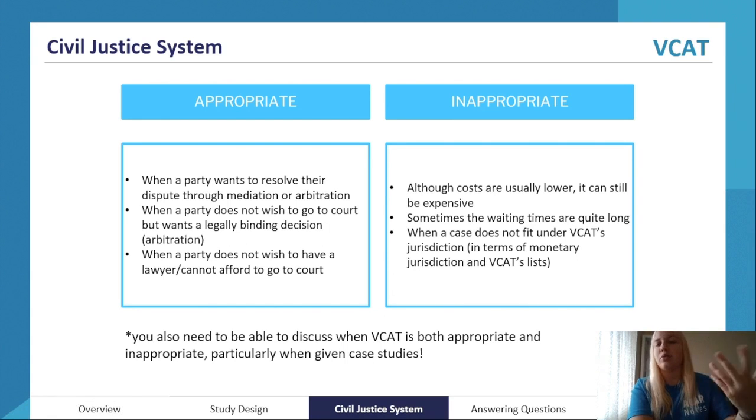When a party doesn't wish to go to court but wants a legally binding decision, VCAT is perfect for that. We want to have an arbitration hearing. When a party does not wish to have a lawyer or cannot afford to go to court, again, we said VCAT is cheaper, quicker, and additionally, you may not even have a lawyer. You might find that you don't need one for a VCAT. Inappropriate when, because it can still be expensive. Sometimes waiting times are quite long for some of the lists, some of the civil claims, and if a case does not fit under VCAT's jurisdiction.